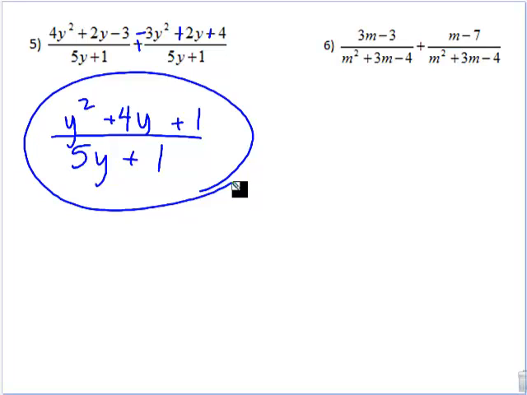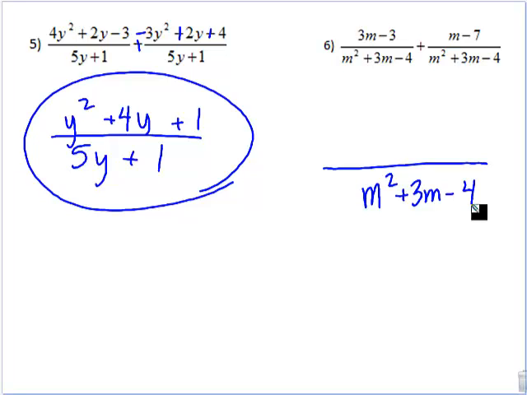Does that make sense? Number 6, 3m minus 3 over m squared plus 3m minus 4 plus m minus 7 over m squared plus 3m minus 4. Okay, so what's our denominator have to be? Yep, m squared plus 3m minus 4.